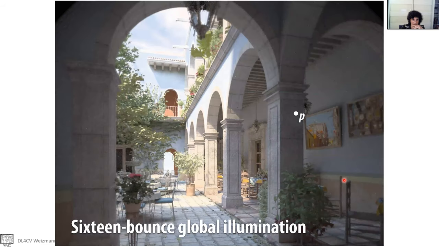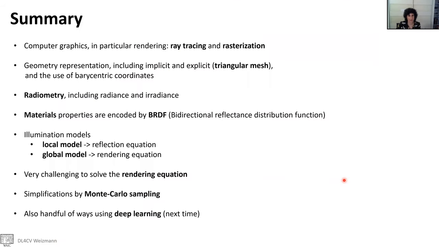Okay, let's just recap. We discussed computer graphics, and in particular rendering techniques: ray tracing and rasterization. We discussed geometry representation, including implicit and explicit representation, and we understand that it can be useful to use barycentric coordinates. We discussed radiometry, about the energy of radiance and irradiance, and also the BRDF, which reflects the local illumination models. That constitutes the reflection equation, and then we discussed the global model, which constitutes the rendering equation. We understand that it's very challenging to solve the rendering equation directly, and there are simplifications by Monte Carlo sampling and also some other methods.